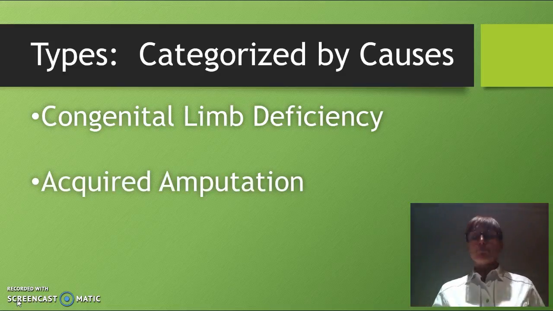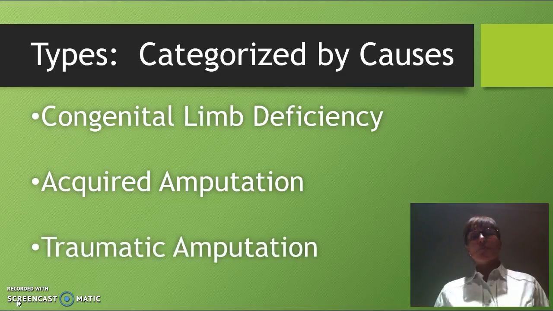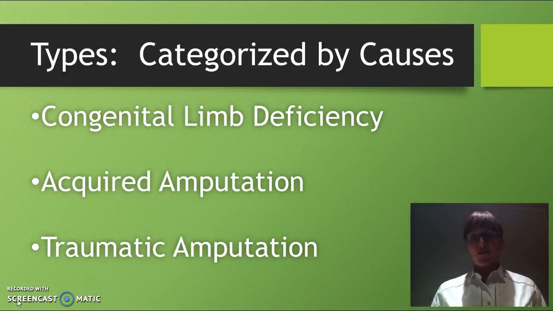Acquired amputation is something that is caused by a disease. It could be a diabetic amputation, dysvascular amputation, and also vascular amputation. So those acquired amputations are caused by diseases. And the third one is the traumatic amputation, which is caused by some sort of traumatic injury or accident out in the field that takes place at the time of injury.